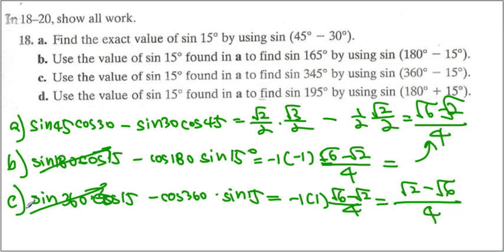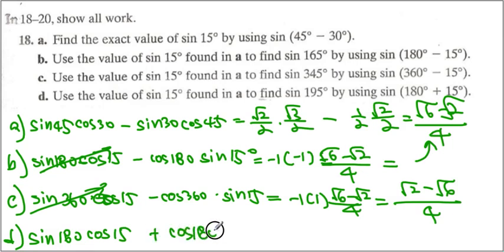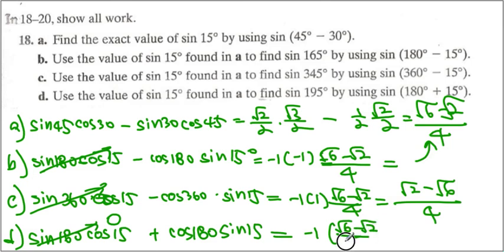Now, part D, 180 and 15, but we are adding, so we end up getting sine of 180 times cosine of 15 plus cosine of 180 and sine of 15. Now, here sine of 180 becomes 0 once again. Then we have cosine of 180 is negative 1 times the previous one, radical 6 minus radical 2 over 4. But we just realized that this is identical to this one.